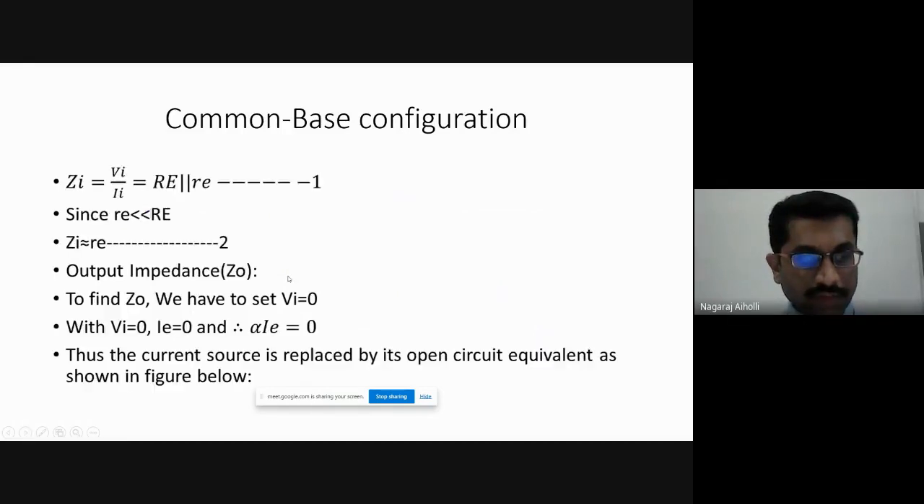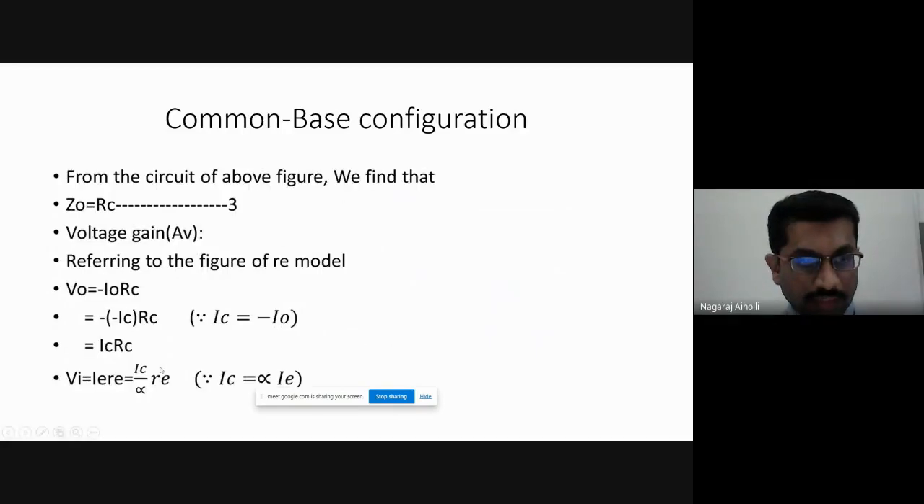Vi is equal to IE into small re. We know that IC is equal to alpha IE. Memorize these formulas: IC is equal to beta into IB, then IC is equal to alpha IE, then IE is equal to (beta plus 1) into IB. These are the main formulas which we will be using frequently in the various circuit analysis.